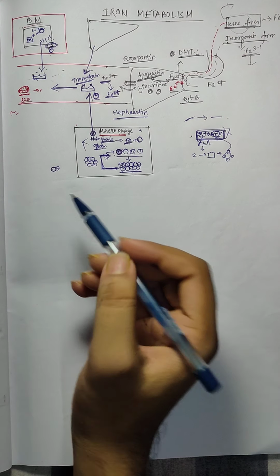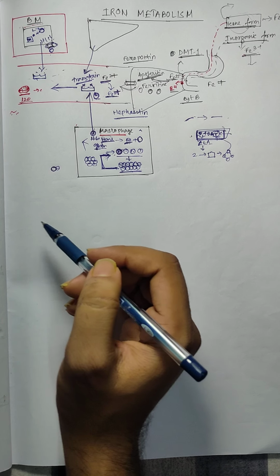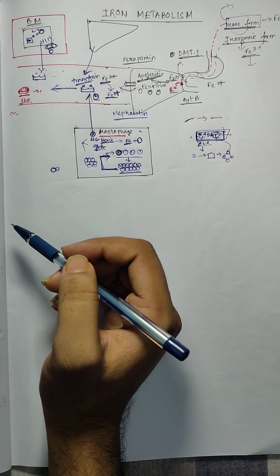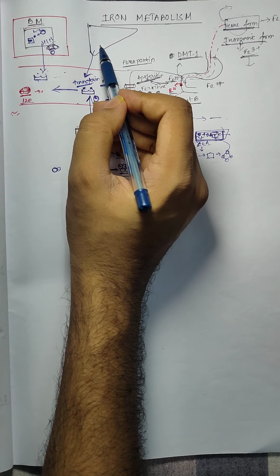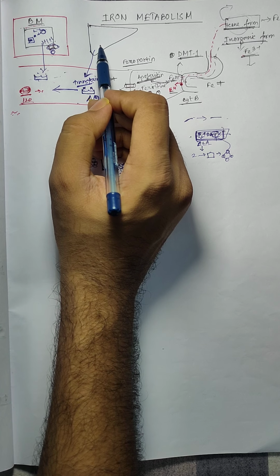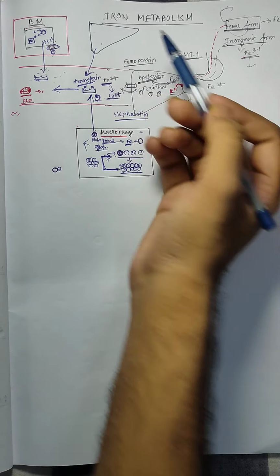Another thing I missed here is hepcidin. Hepcidin is a molecule that is produced by the liver. This is the master regulator of iron metabolism. Why? Just look here.